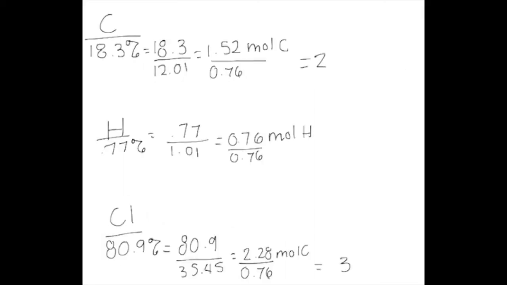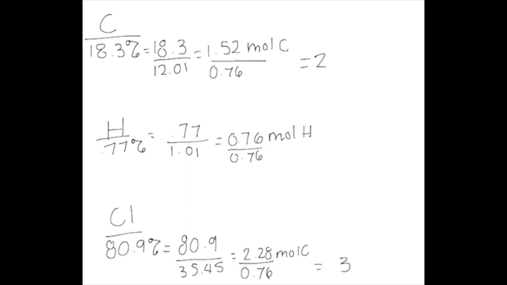So the last part asks us to find the molecular formula of J. To do this, we first take the percentages that we just got from the previous two parts. For carbon, we got 18.3%, and we have to divide it by its atomic mass, and we get 1.52 moles of carbon. Then for hydrogen, we take 0.77% divided by its atomic mass, 1.01, and get 0.76. Then for chlorine, we take 80.9% divided by its atomic mass, 35.45, and get 2.28 moles of chlorine.